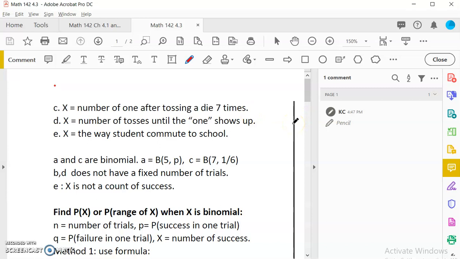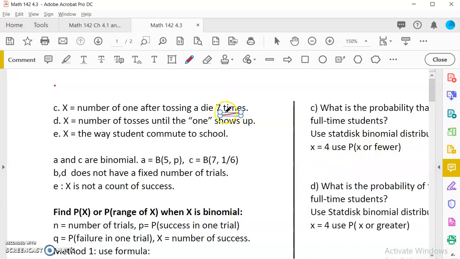Number of 1s after tossing a die 7 times. Now for this one, I'm not counting 4, I'm counting 1. And so this is success. If I toss a die and I get a 1, that is success in one trial. And then n is 7, right? They are independent. 2 outcomes, 1 and not 1. And the probability of getting a 1 is always 1/6, right?